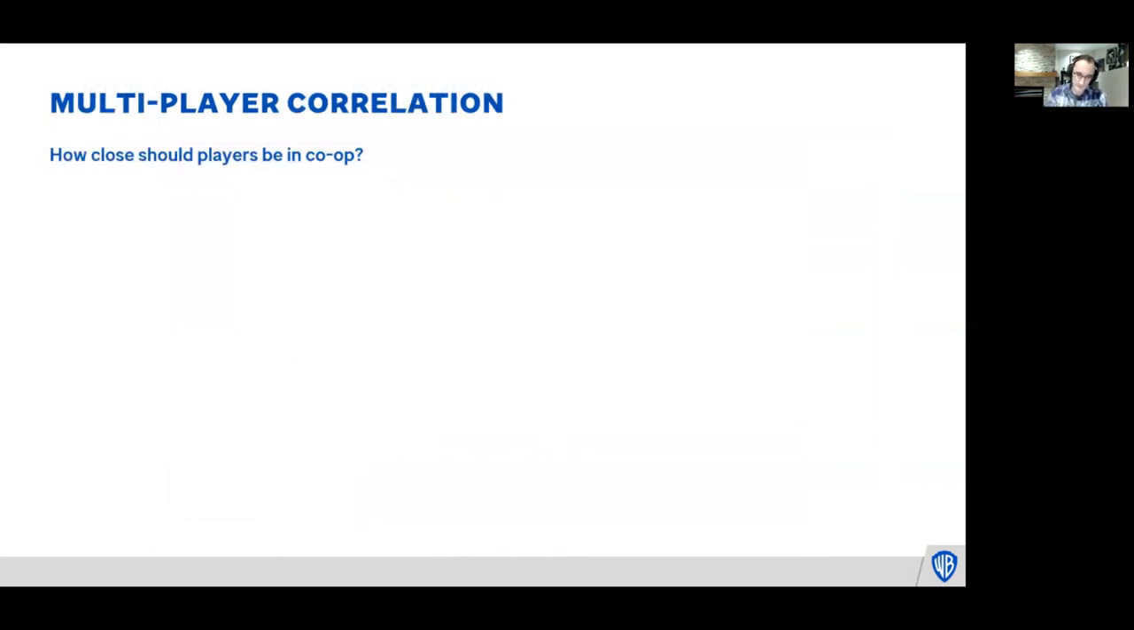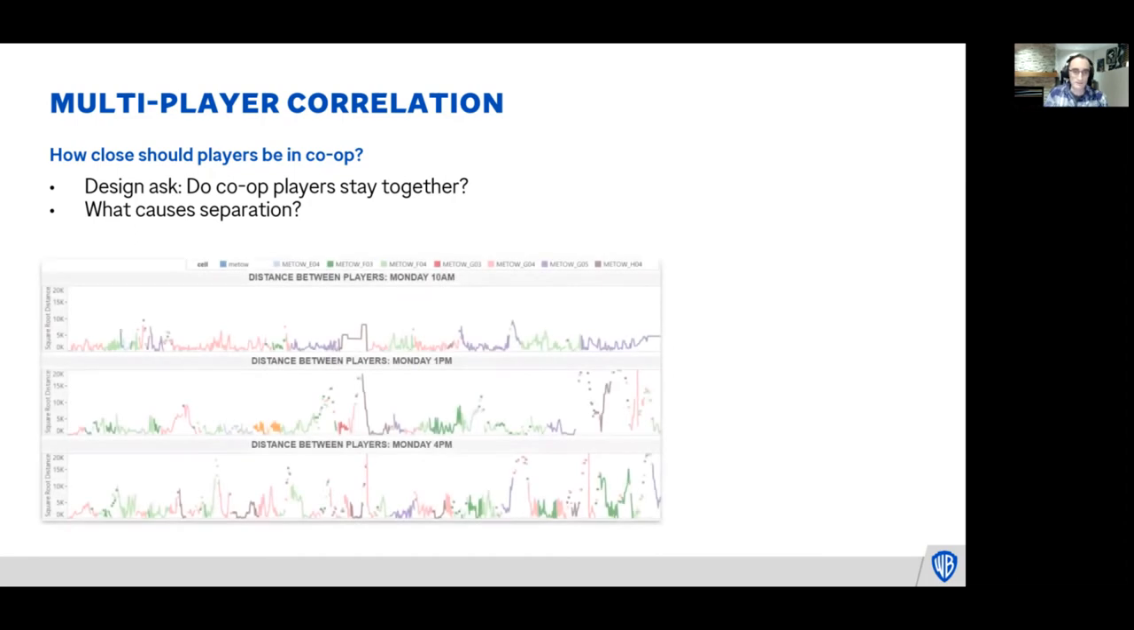Multiplayer correlation. So this is probably one of my favorites. The design question was, do players in our co-op game stay together? And if they don't, what causes separation? There could be legitimate reasons why people separate. Maybe they're trying to flank the same objective. Maybe one has gone off to find a med pack or something like that. So we said, okay, let's measure how far apart people are in a given study.